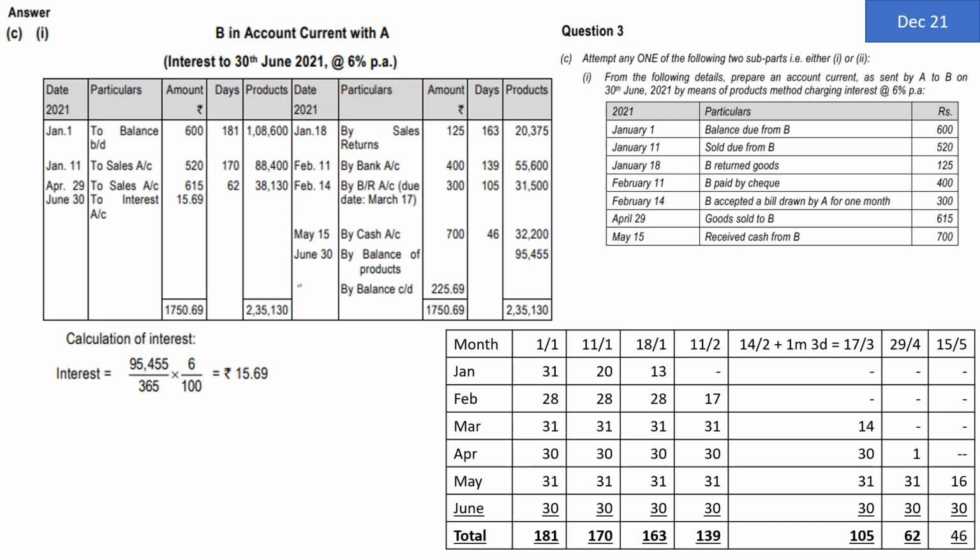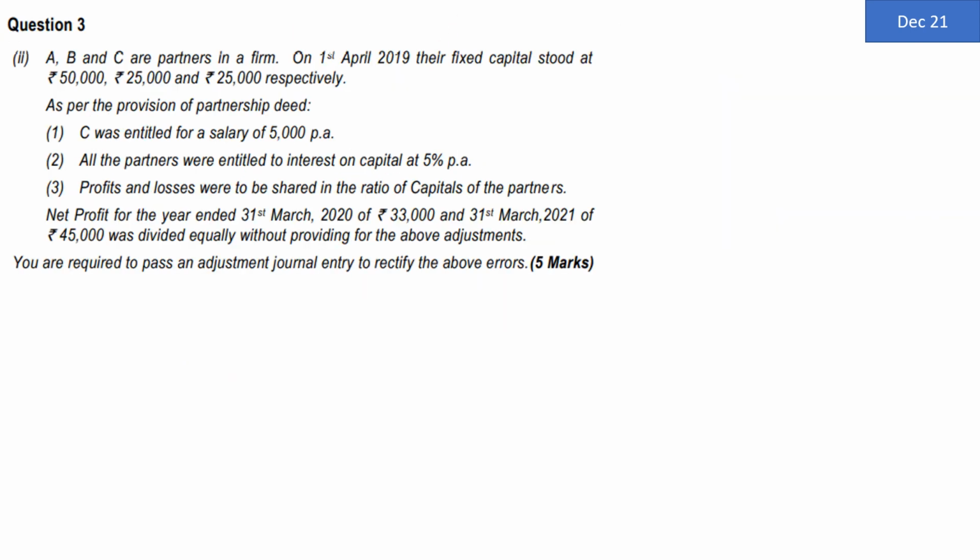So let us consider the next question. Now question number 3C, part 2. This is an optional question. If you have not solved account current, then you should solve this. If you are comfortable with account current and you have solved it, then this part you need not consider. Question number 3, C, sub question 2.